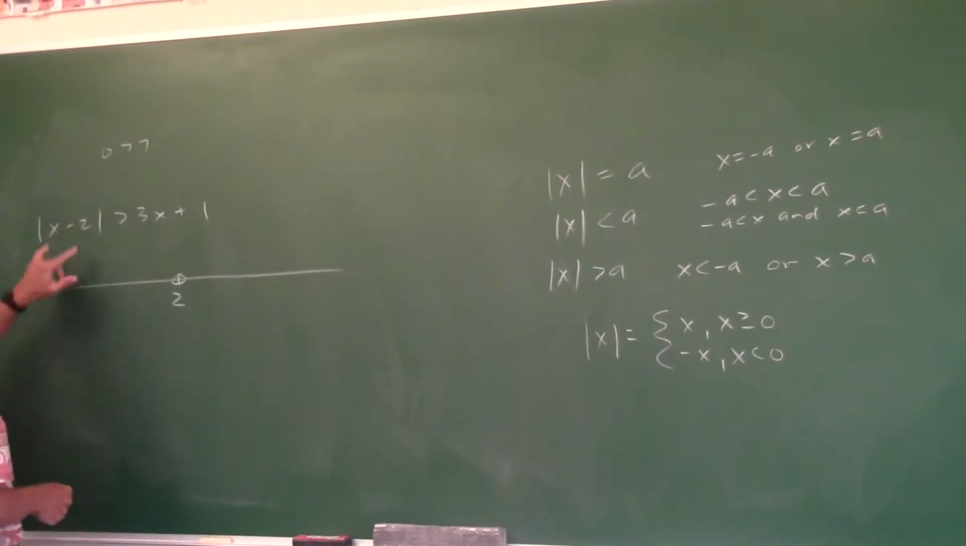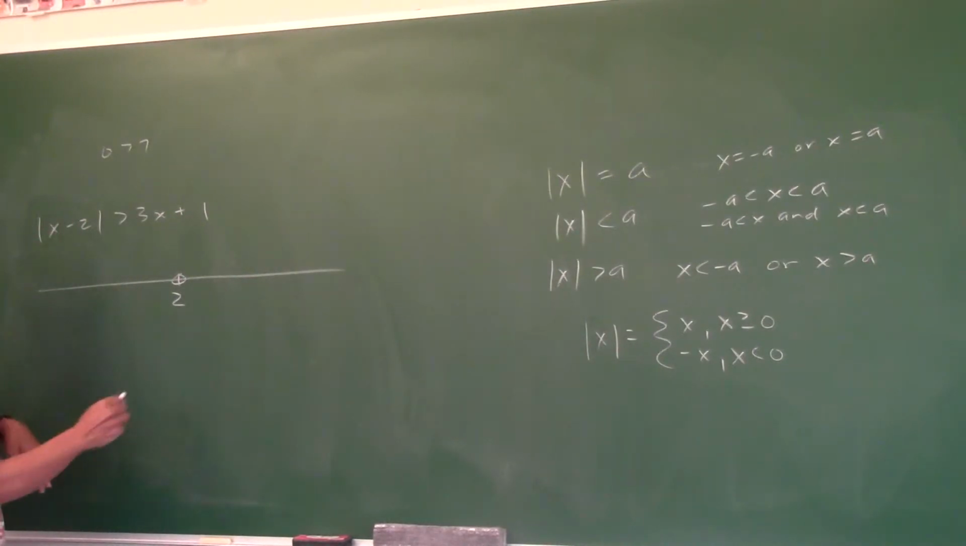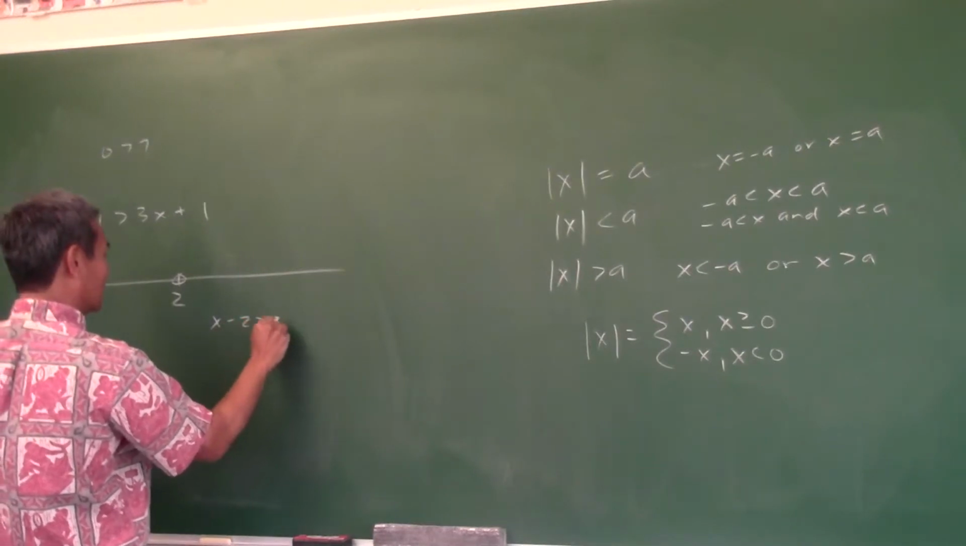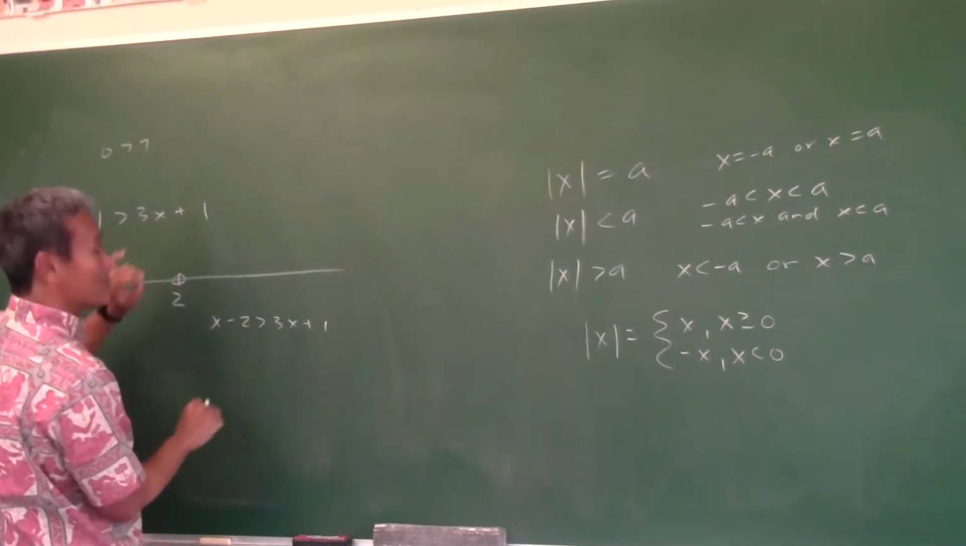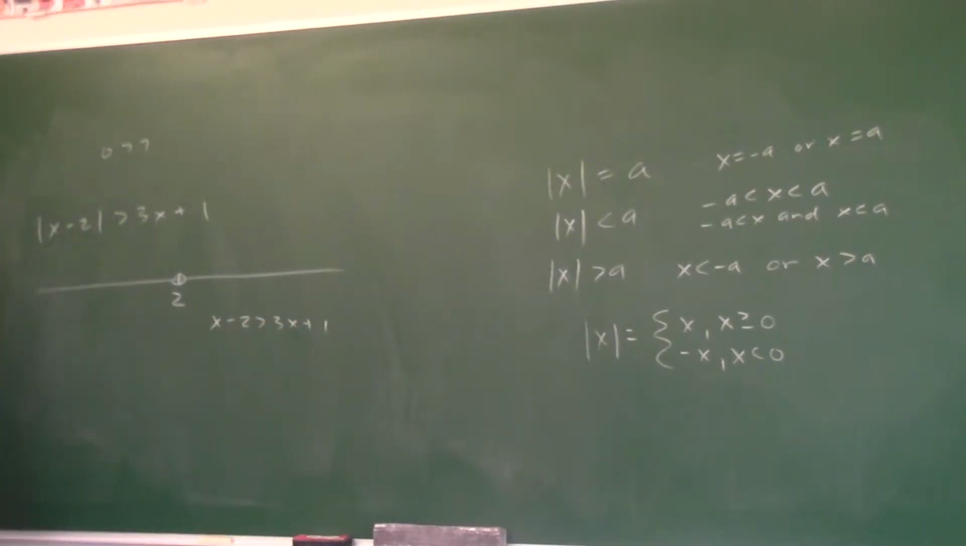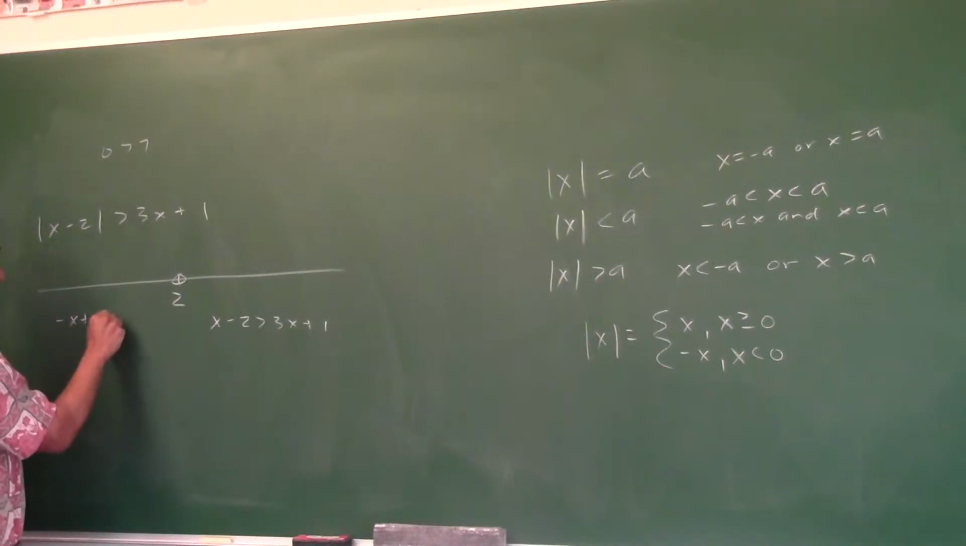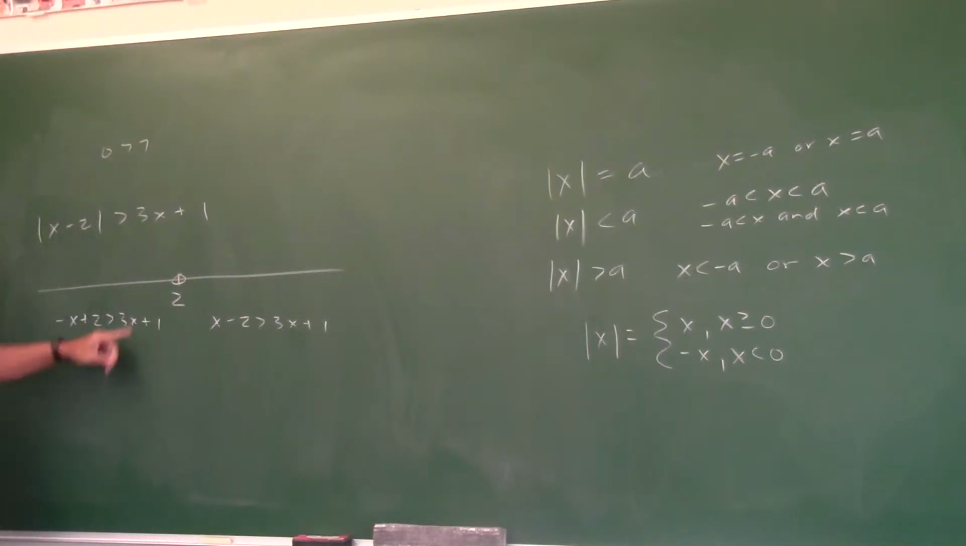Now, think of a number bigger than 2, like 3. 3 minus 2, the inside of the absolute value is positive, so you leave it alone. This doesn't change because there's no absolute value on it. Think of a number smaller than 2, like 1 or 0. 1 minus 2 is negative, so if the inside is negative, you negate it. And again, we don't touch that because there's no absolute value on it.